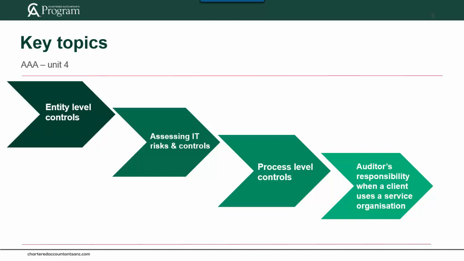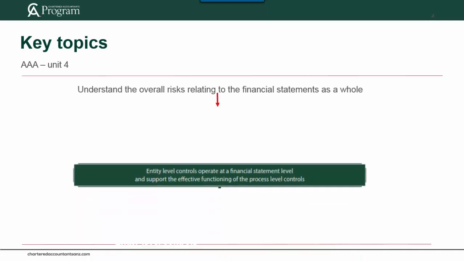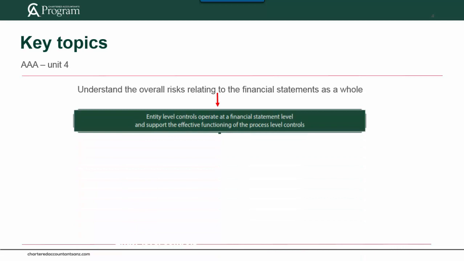The first three topics discussed in Unit 4 are summarised as follows. Most auditors use a top-down approach in obtaining an understanding of controls. A top-down approach requires the auditor to first understand the overall risks relating to the financial statements as a whole. The auditor then evaluates the design and implementation of those controls that relate to the financial statements as a whole. These controls are referred to as entity-level controls in this module.